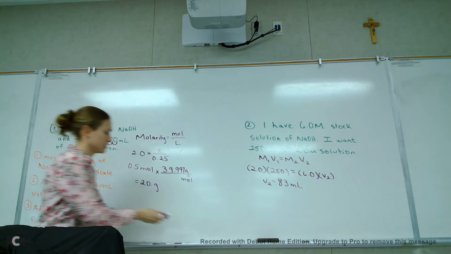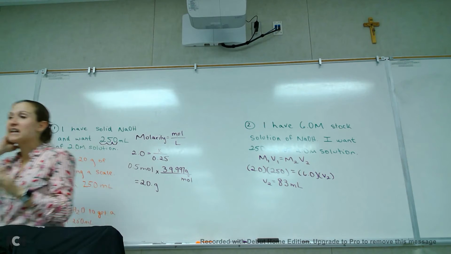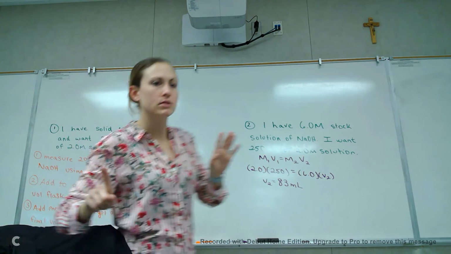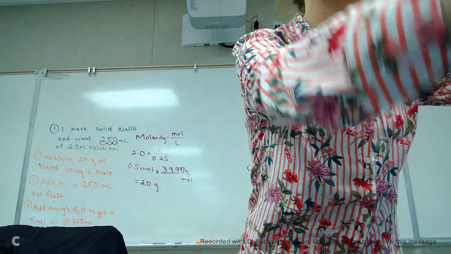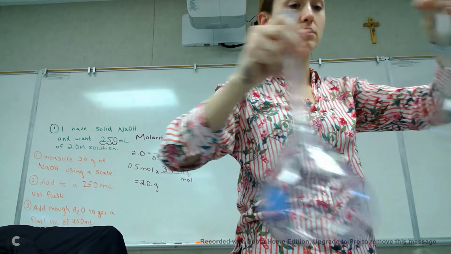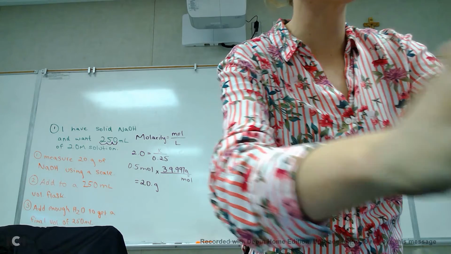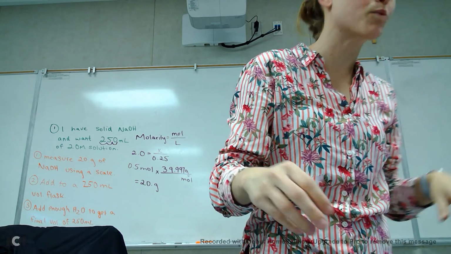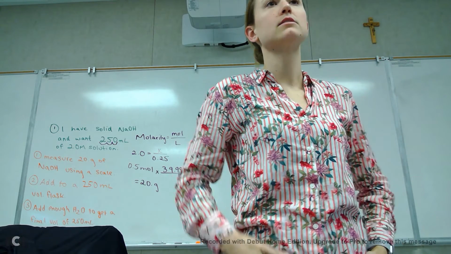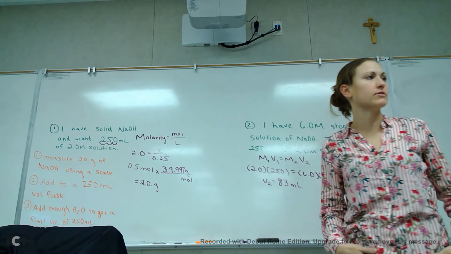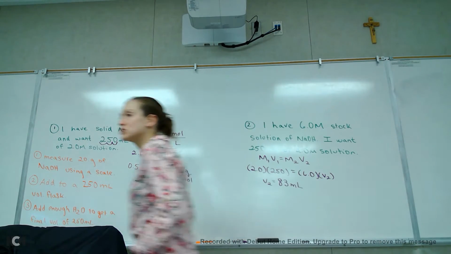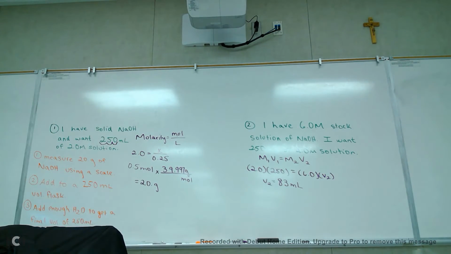So let's look at my tools that I have. I need 83 mils. I have a 1,000, a 500, a 250, a 100, a 50, and a 25 mil volumetric flask. Can I measure 83 mils in any of those? No. So I'm going to have to go to my graduated cylinders. Let's see. I have a 100 mil, 500, 50, and 10. Which graduated cylinder would I use?